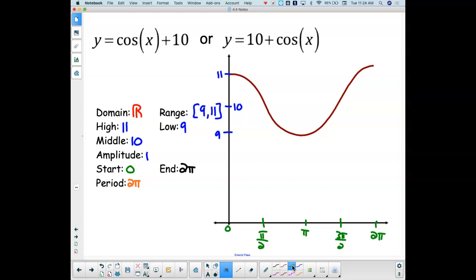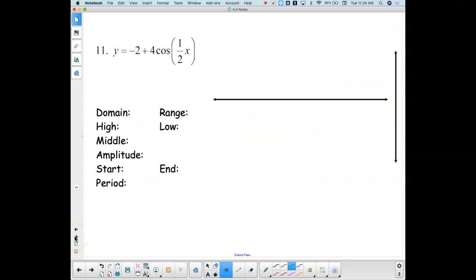Good. Let's try one on your own. Try that one. Give me a nice pretty graph of y equals negative 2 plus 4 cosine of 1/2 x.